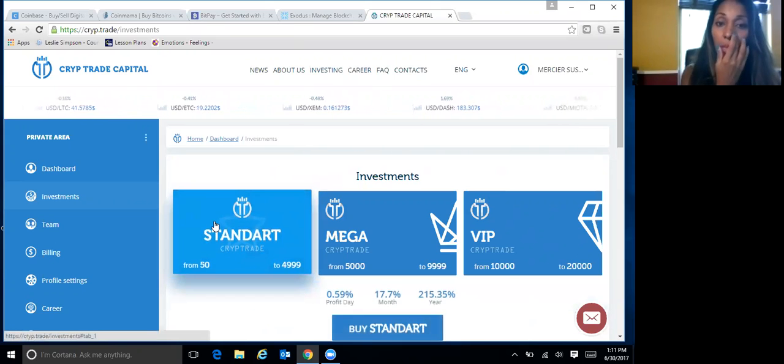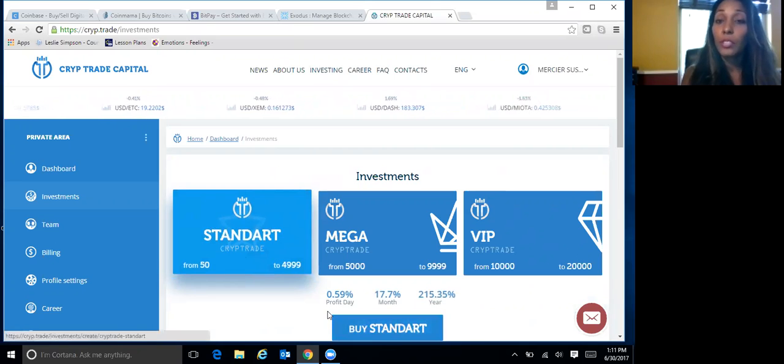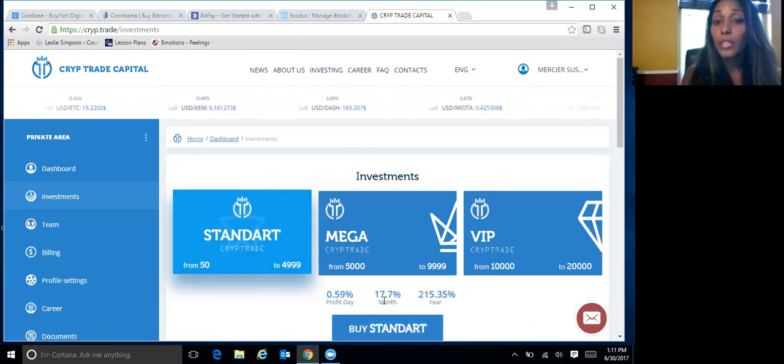So you would click standard, and you can see the returns on all of these. 0.59% profit per day, 17.7% per month, which is about 215.35% per year. There's no bank that you can put your $50 into, or your $4,999, and get that kind of return. It's not going to happen. So put your money to work for you. And then you would just click buy standard.